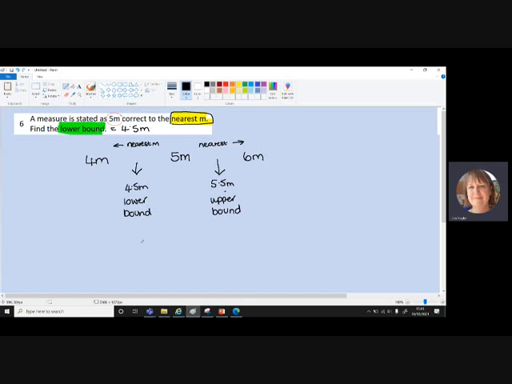It's in the other videos, but you might be asked to express that as an inequality. This is not part of this particular question at the moment, and how that translates is that the value x is greater than or equal to 4.5 meters, and x is smaller than the 5.5 meters. So if you want to extend your skills, that's how you would take that question further.